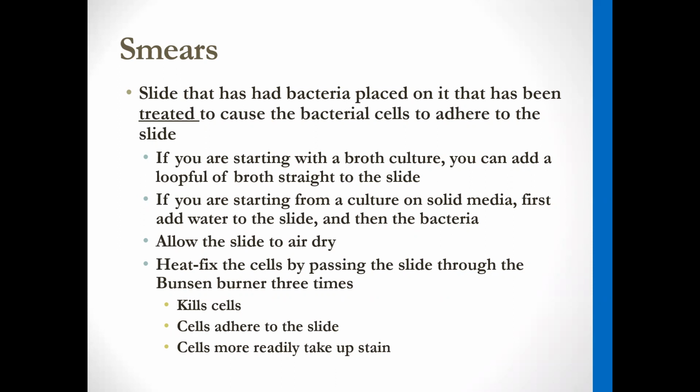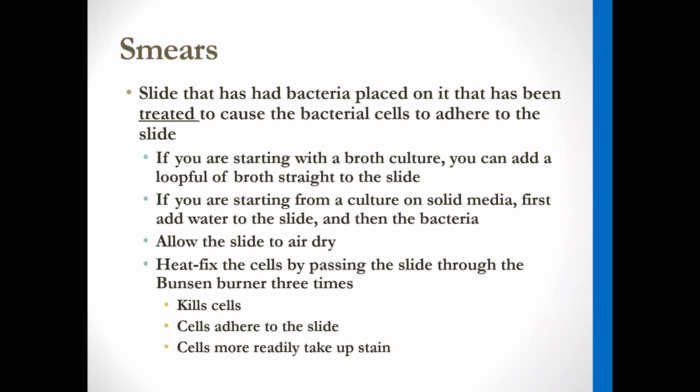After that, you're going to heat fix the cells. And what that means is you have your Bunsen burner on, and we usually use a clothespin to hold one edge of the glass microscope slide, and then you pass the rest of the slide through the Bunsen burner 3 times. And you can see this procedure on the other PowerPoint about making smears and stains. There's a video of this process. And then once you've heat fixed your slide, you're ready for the staining process. So the smear process stops after heat fixing.